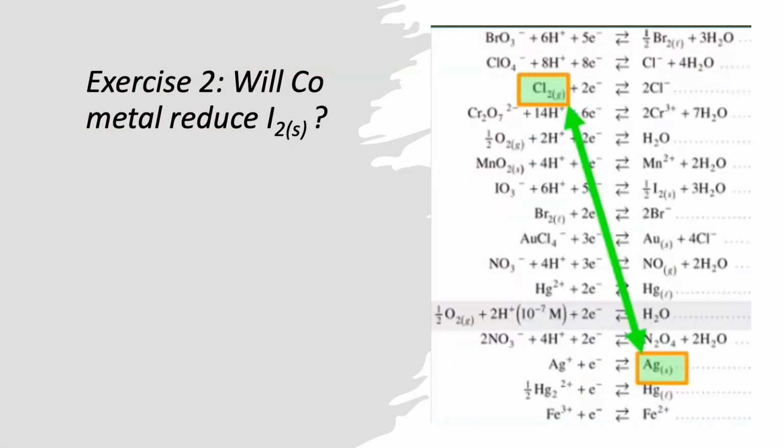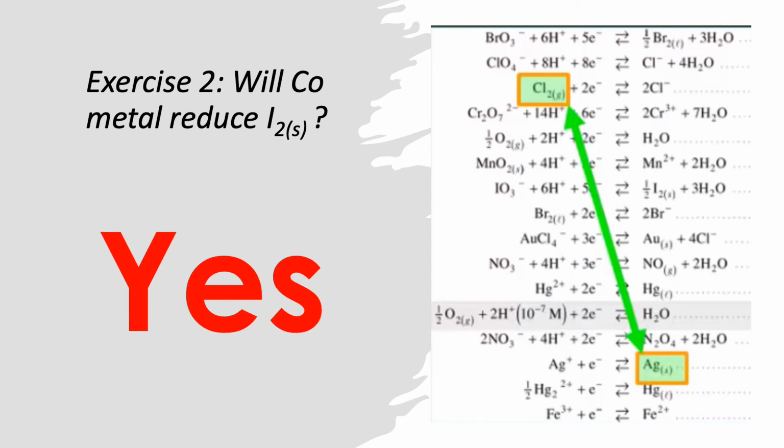So here comes exercise 2. Will Co metal reduce I2 solid? Same as exercise 1. You just need to find Co metal and I2 solid on the table. Then connect them. It forms a backslash. So it is a spontaneous reaction. So the answer is yes, Co metal will reduce I2 solid.